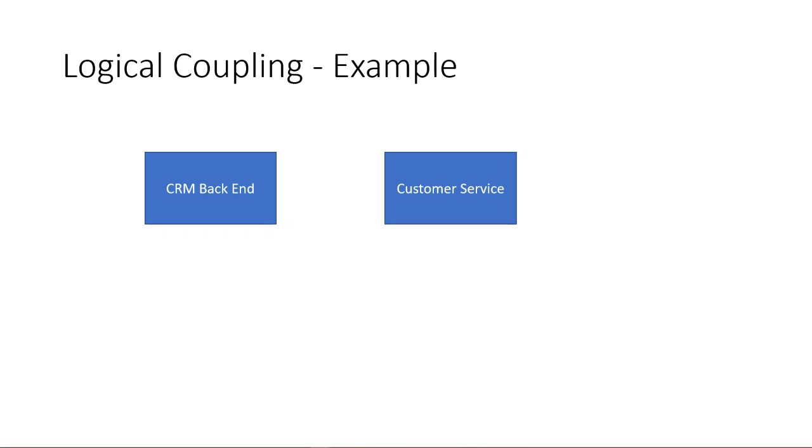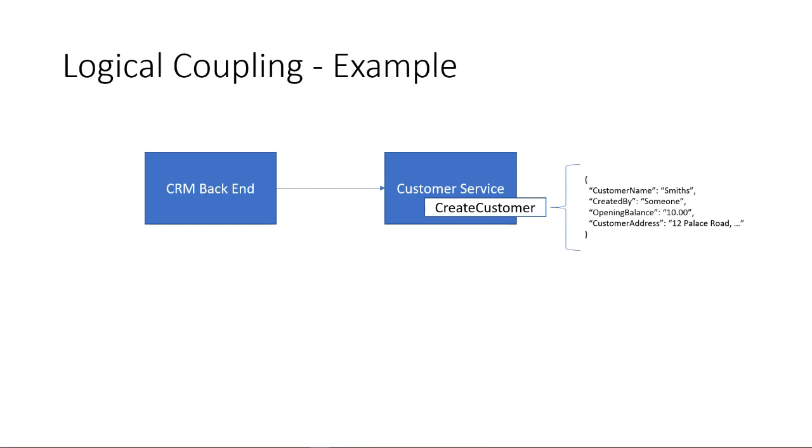So let's see that in an example. I've got a CRM backend here and a customer service. So we call the customer service, call create customer. Create customer accepts some JSON, passes back an acknowledgement. Everything's good with the world. However, if something changes in the customer service, then we've got a problem. The customer service may now not return what's expected, or it may behave differently, or it may even crash. And the problem there is that there's a dependency, there's a coupling, and therefore the client in that scenario can break.